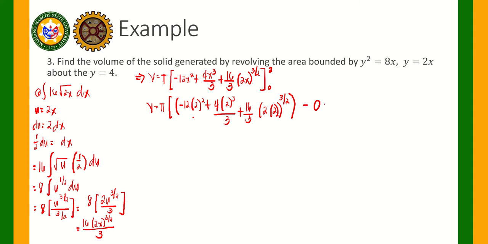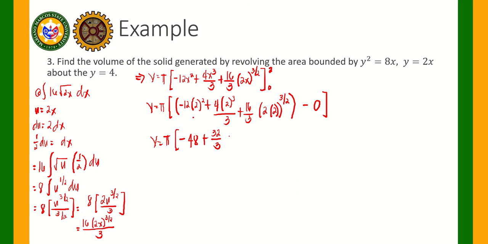So, let us assume na 0 na lang ito. Okay? So, simplifying this one, we will have a value of V equal to pi times negative 12 times 2 raised to 2, that is 4. So, negative 12 times 4, that is negative 48. And then for this one, 4 times 2 cube is 8. 4 times 8 is 32 over 3. So, plus 32 over 3.